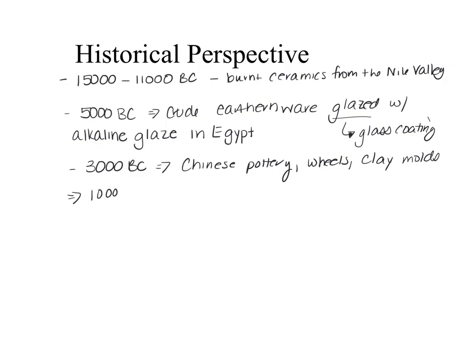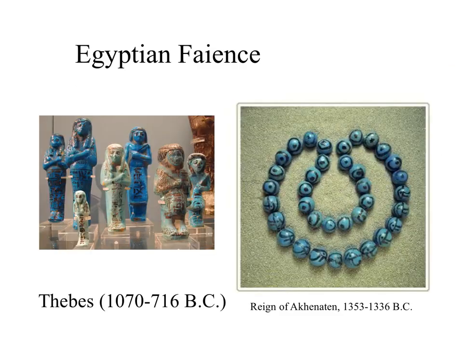And then in 1000 BC, there was Chinese porcelain that's been recovered, which is a really fine pottery, and then Greek pottery as well. So you can see the different dates and the different regions historically. Egyptian faience is a type of pottery that showed up about 1000 to 716 BC. It's a tin glazed earthenware.